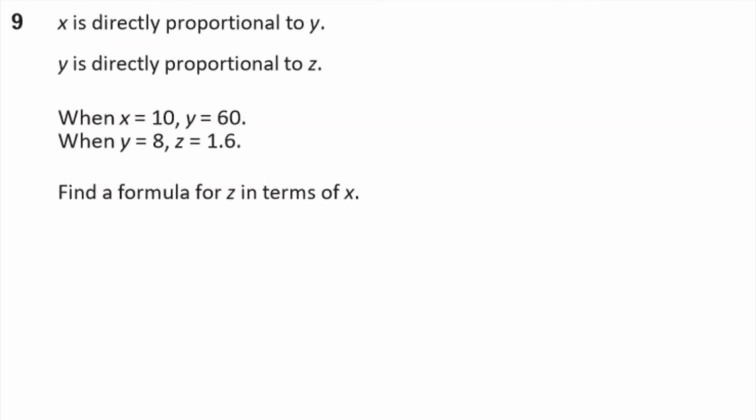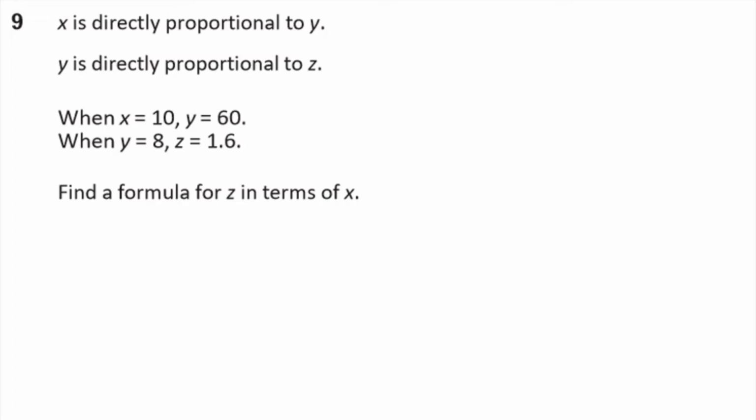Question 9. x is directly proportional to y. y is directly proportional to z. When x is 10, y is 60. When y is 8, z is 1.6. Find the formula for z in terms of x. Okay, well, let's do it. Let's do the first one first.